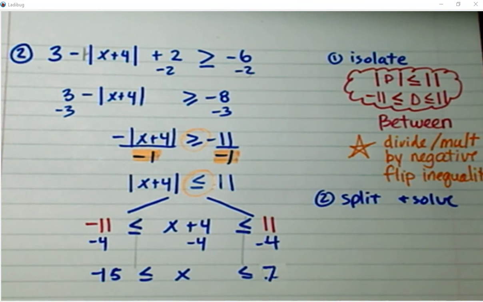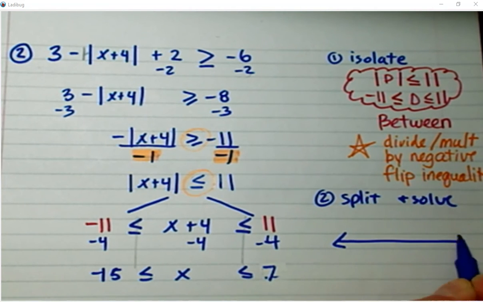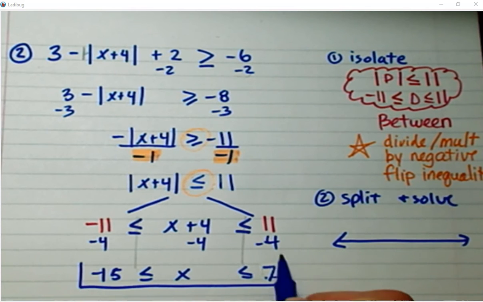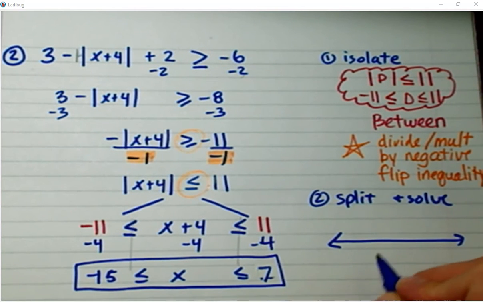Rayon, how do I put this on a number line, or how do I write this in interval notation? So you put negative 15, and then you do a closed circle. Okay.